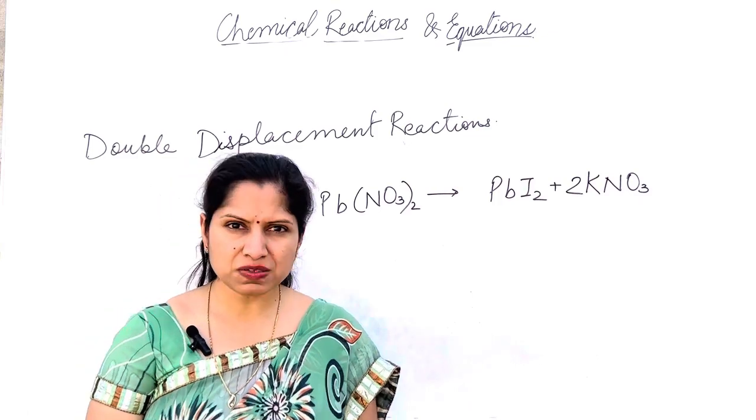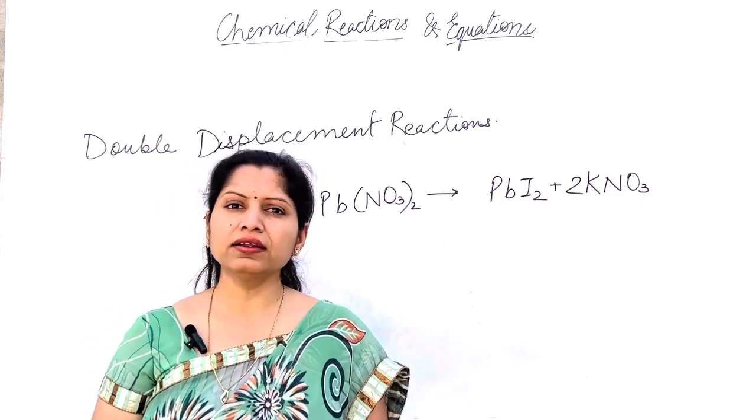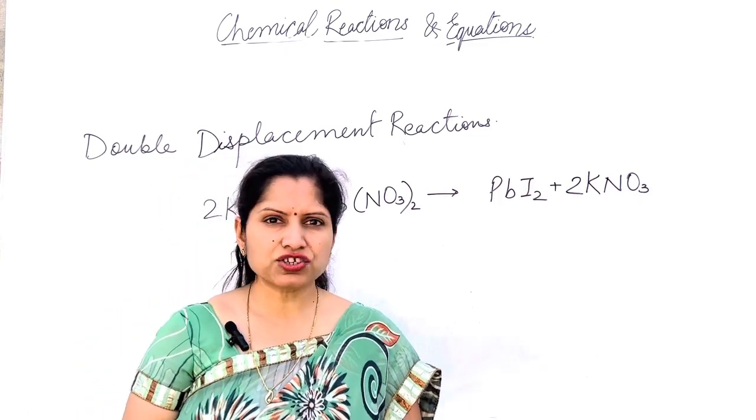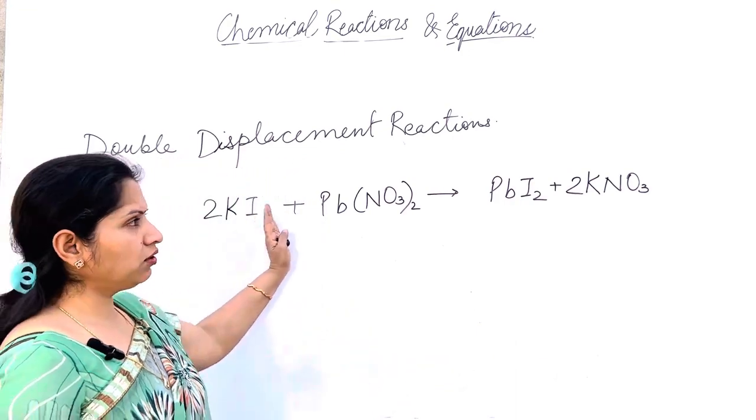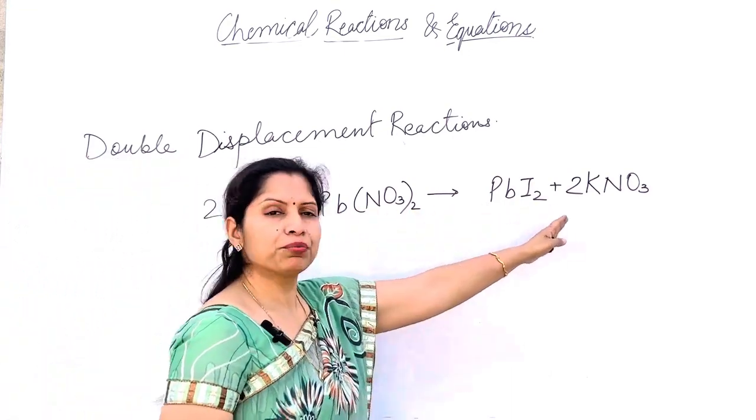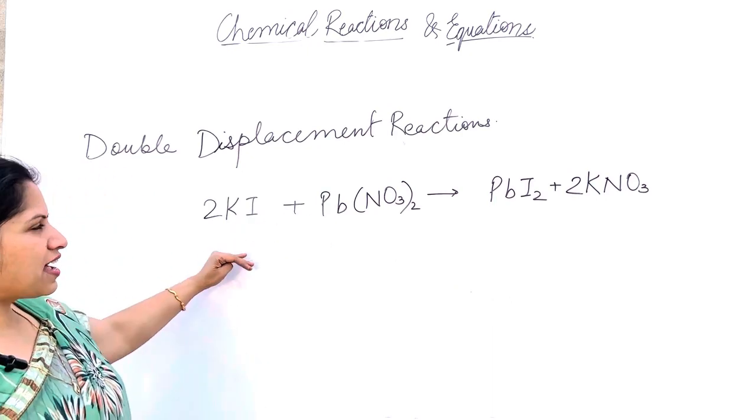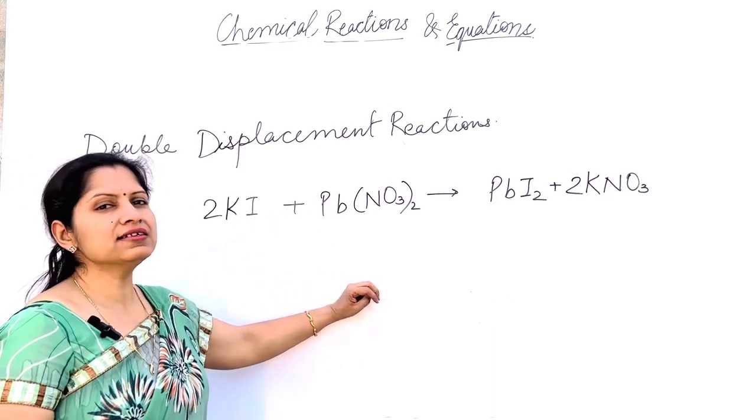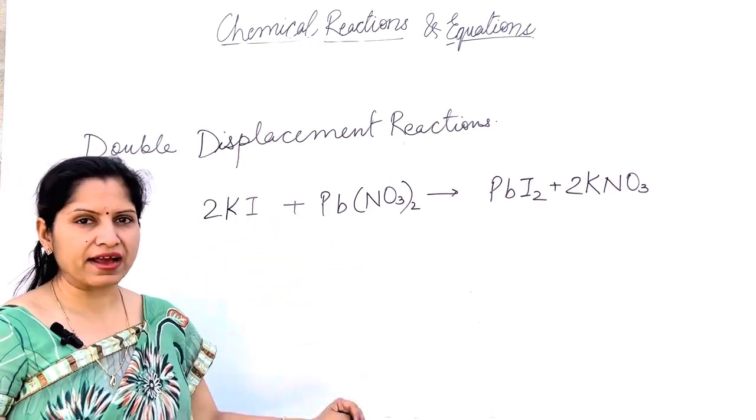I will define double displacement reactions, very important. Remember that in double displacement reactions there is exchange of ions between the reactants to form new products. So this is an example of the next type of reaction, that is double displacement reaction.